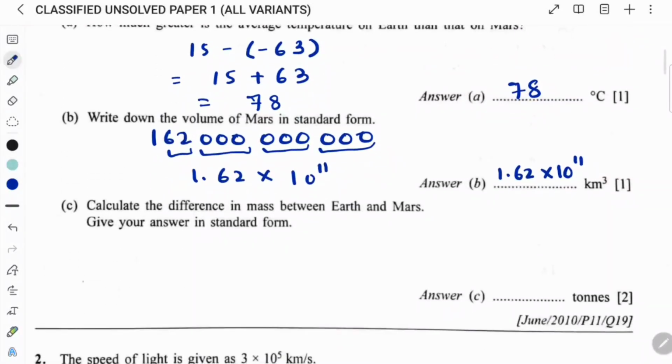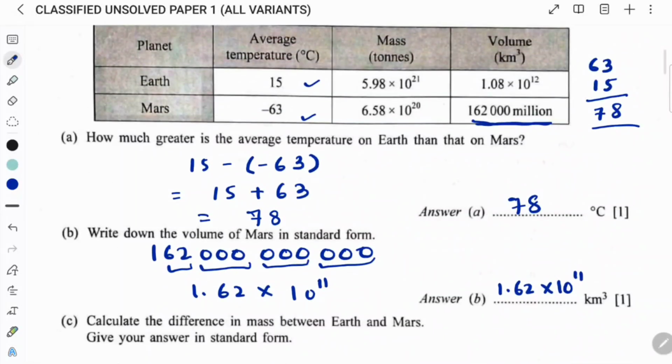Okay. The same question, C part of it: calculate the difference in mass between Earth and Mars. Okay, difference in mass, Earth and Mars, and we have to write our answers in standard form. So the Earth is 5.98 times 10 to the power 21, minus, and then Mars is 6.58 times 10 to the power of 20.